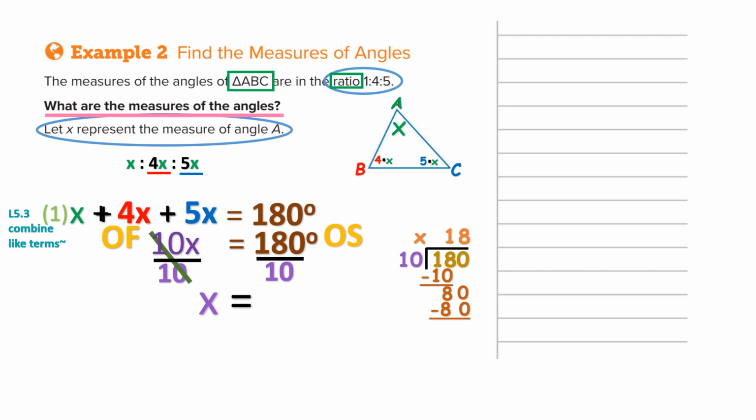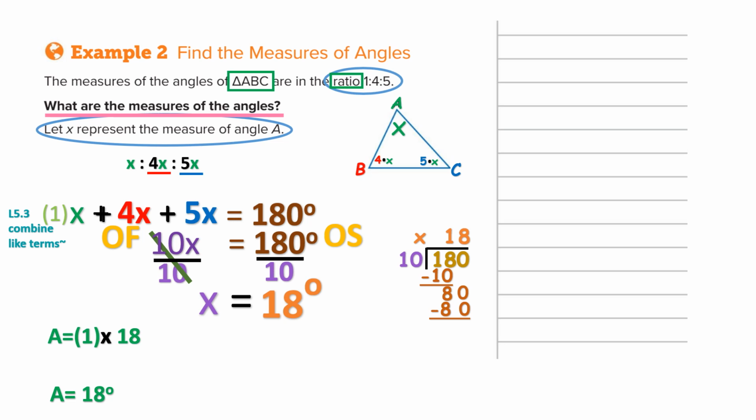So what we have found is that every x is equal to 18 degrees. Well, what are the measurements for the other ones then? So now I'm going to take that 18 degrees and plug it in for each of the x's in my equation that I set up, right? I know that understood variable 1, times the x, which we now said is 18, tells me that the measurement for angle A is 18 degrees.